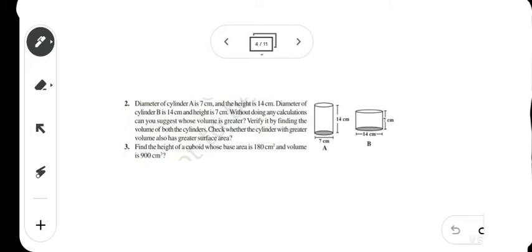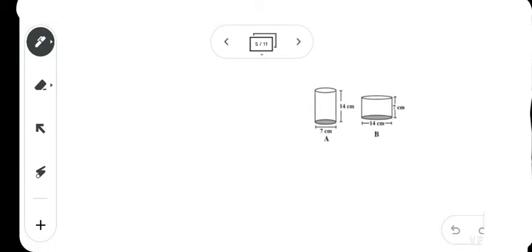And then we also need to check whether the cylinder with greater volume also has greater surface area. That we have to find. First we'll find their volumes, then we'll find their surface areas. Now let's find their volumes. So this is answer 2.